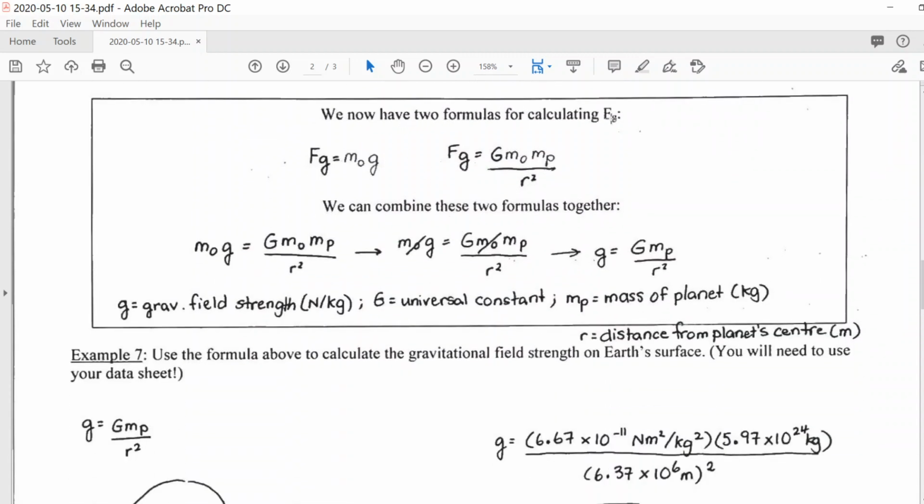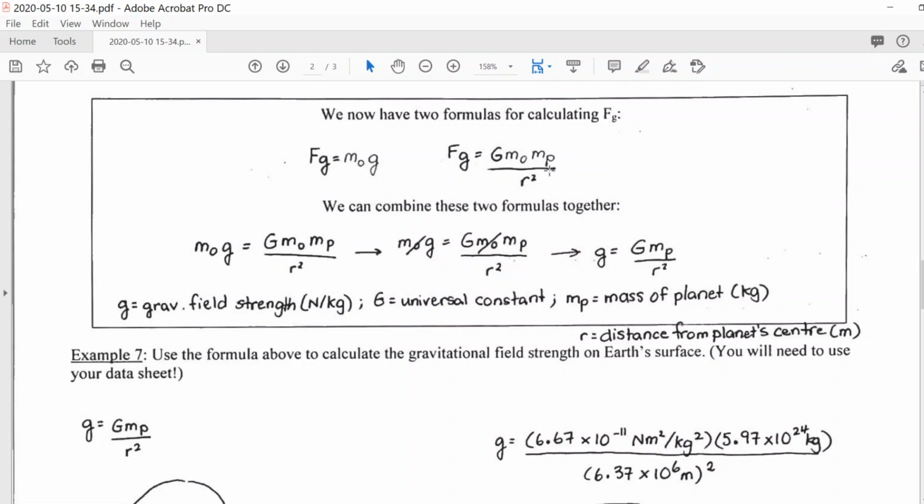So we now have two different formulas for calculating Fg. We have this one here, Fg equals mg, and we also have this other one, Fg equals big G, ma, mb over r squared. You'll notice here I have changed the variables. So instead of calling this ma, mb, I've changed it to mo and mp. And the reason why is so that we don't get confused in just a second. MO is going to stand for object, so the mass of the object. MP is going to stand for the mass of a planet.